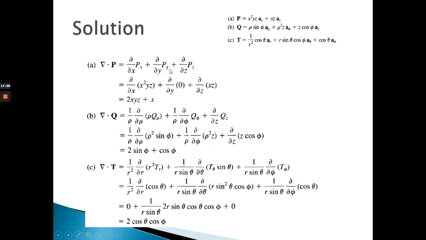Now del y is Py, right? But there is no Py, because there is no component representing the y direction, so we don't take any, so it's 0. And then the z is here. Just differentiate this one. If you differentiate, then x will stay, y and z will come out, so 2x yz, and here the z will stay and x will come out and become 1, so y only. So like this. Similarly for Q, you use this formula, and then you get this one. And for T, the same.